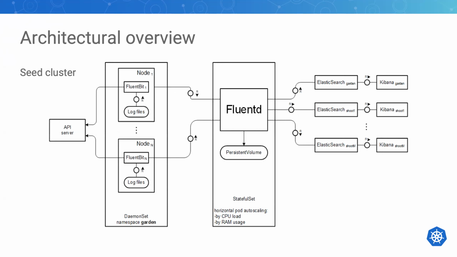This is the architecture that we would like to share. As I mentioned about the node logging agent approach, we use it here with FluentBit. We are using FluentBit because it is fast and lightweight. It is deployed as a daemon set in a seed cluster in the Garden namespace. It basically reads the log files from the nodes and enriches them with the Kubernetes metadata, which is requested from the API server.